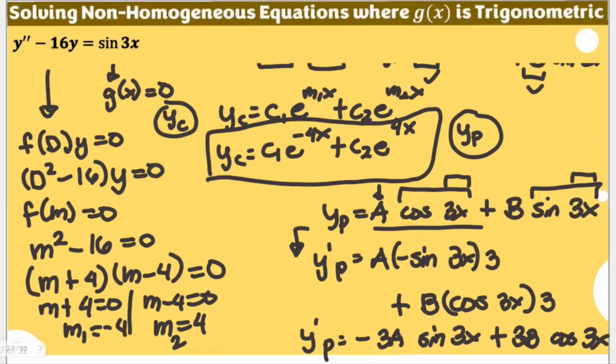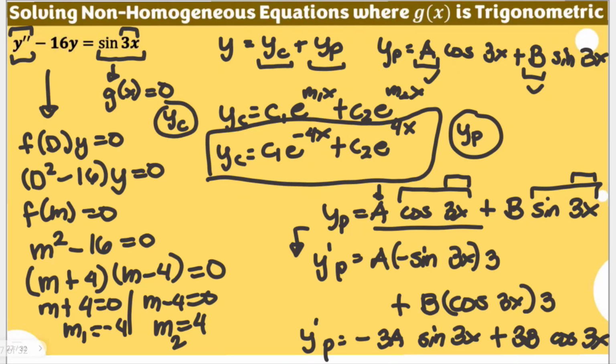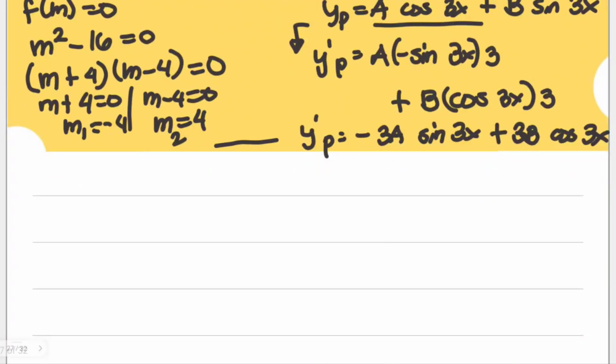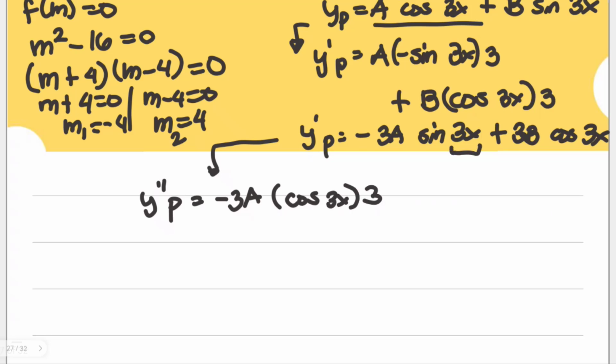Take note that, again, as mentioned, the highest degree is 2, so we still need to take its second order derivative. So let's derive this. We'll have here y double prime of p, again taking a derivative of this, considering this as constant, so we'll be leaving that later. So you will have still minus 3a here, and then the derivative of sine 3x is cosine 3x times the derivative of the angle 3 according to chain rule, plus this is still 3b.